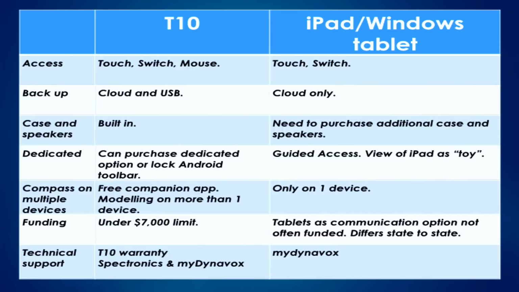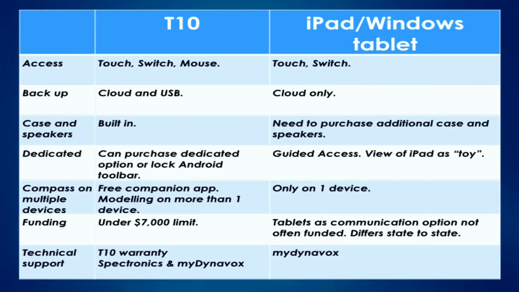For the T10, with the Compass, you can have the Compass app on the T10 itself, or it comes with that, and that also means that you can use the free Compass companion app on an iPad or Windows tablet for free without using a subscription. So it allows you to model on more than one device. At this stage, if you put Compass on your iPad, you can only have it on your iPad with that MyDynavox account. So you'd be a bit restricted in terms of modelling its use.